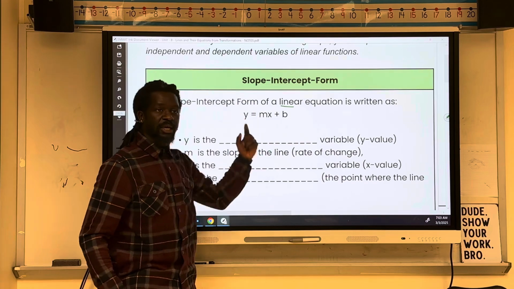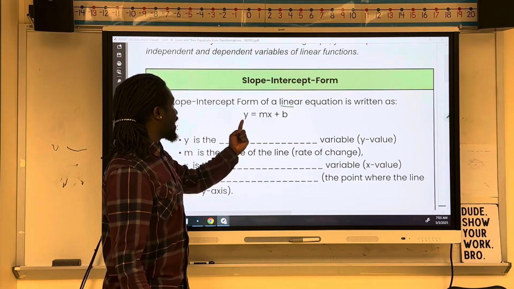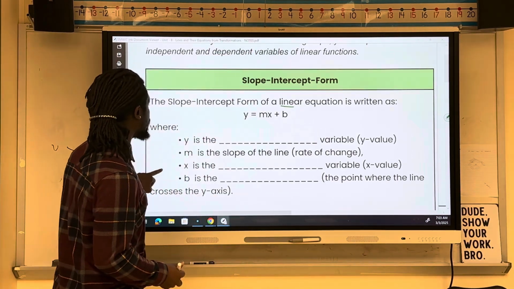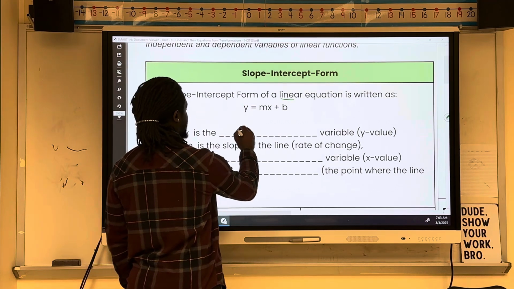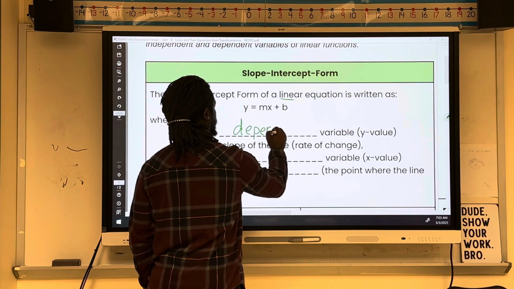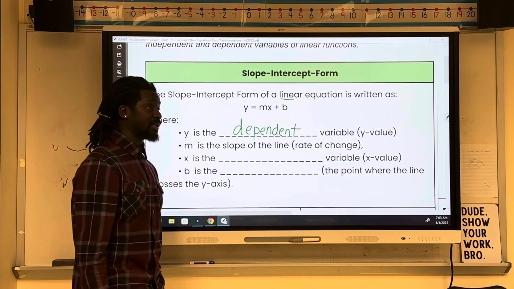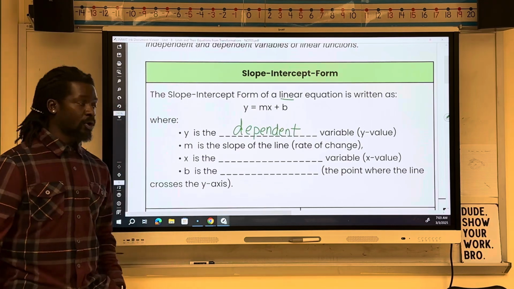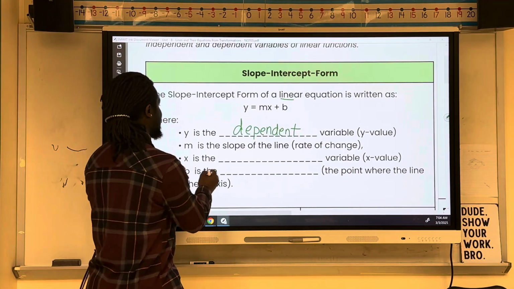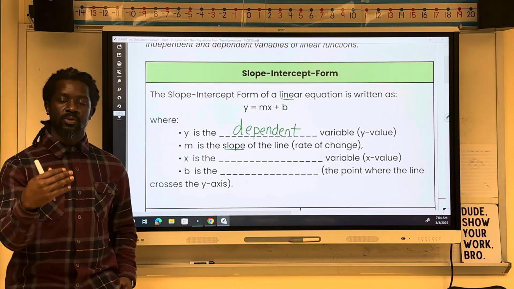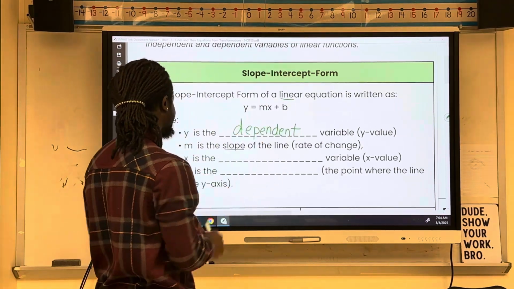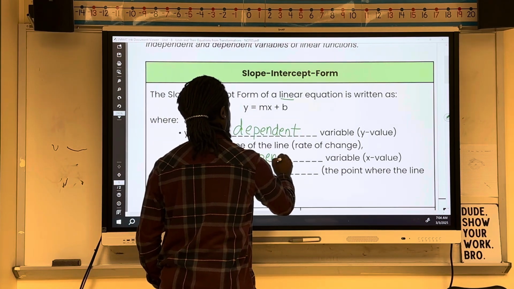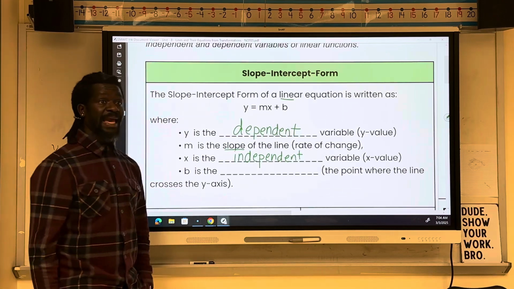The standard form of writing it is y equals mx plus b. That is the slope-intercept form, where y is the dependent variable. If you will remember from last unit, DIXIE ROYD, the y and the d. It is the dependent variable, or the y value. m is the slope, or the rate that it is changing. x is the independent variable, or the x value.